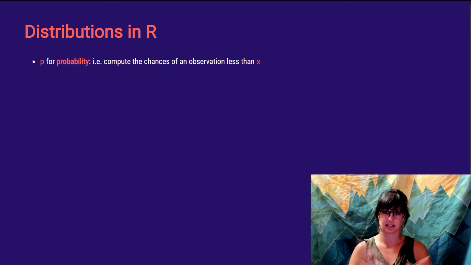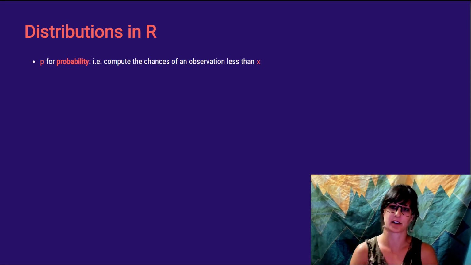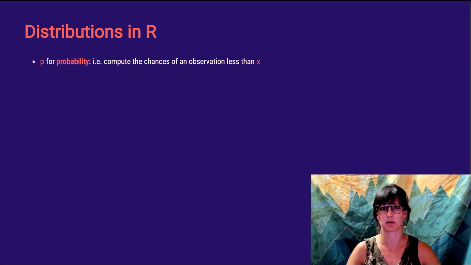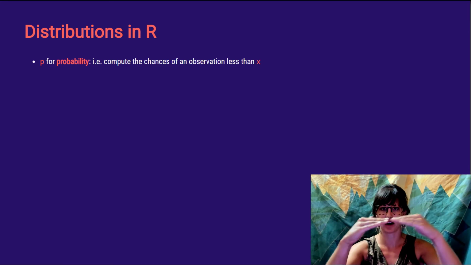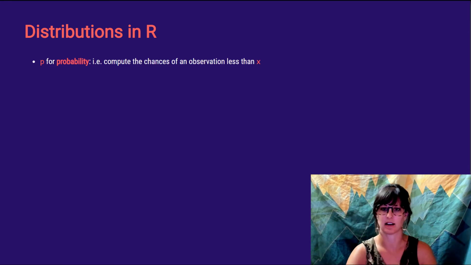The next class of functions is the P functions, and P stands for probability. And the idea here is we want to compute the chances of getting an observation that falls under a certain value. By convention, we're always giving R the top cutoff, and it will tell us the probability of landing below that.